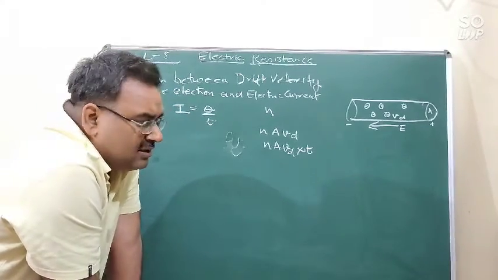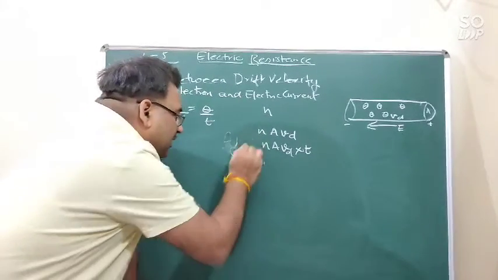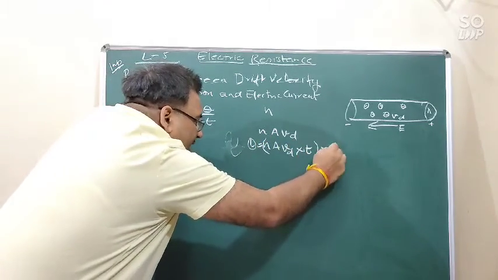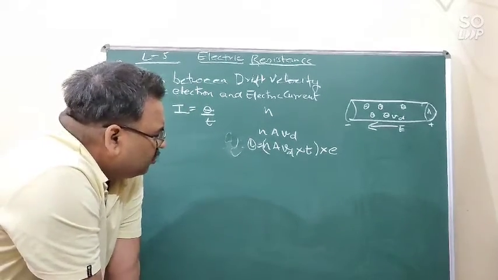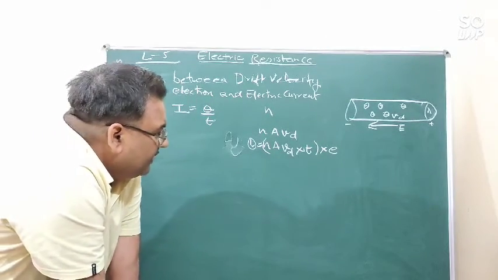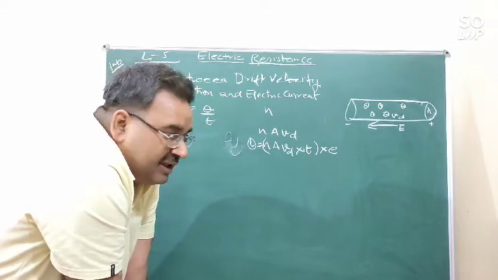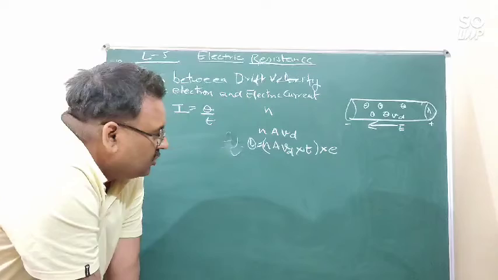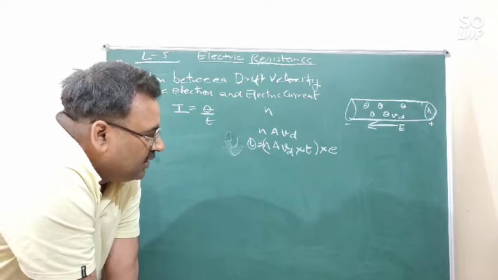Each of the electrons that are flowing has a charge equivalent to the charge of an electron. So the total charge Q will be equal to NAVD into e, where e is the charge. The total charge flowing through the wire per second is NAVD. The charge flowing in t time is equal to NAVD into t. Since each electron carries the electronic charge e, we multiply by e. So the total charge flowing through the metallic wire is given by the formula NAVD into t into e.